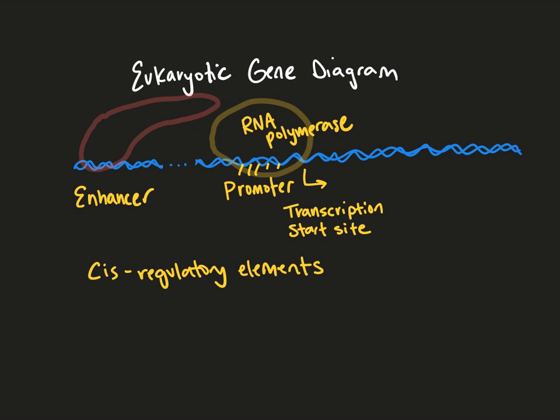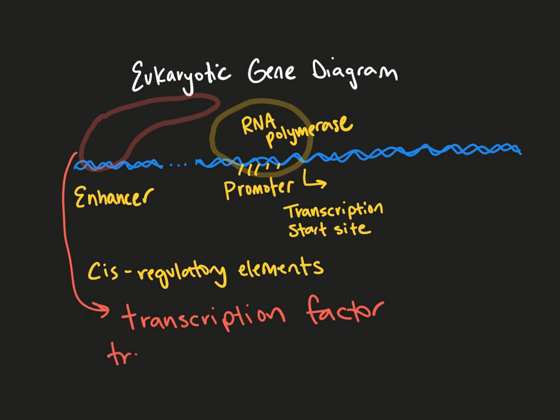What I've shown here in red is a protein binding that enhancer. That protein, in this case, is a transcription factor. Transcription factors are examples of trans regulatory elements. A trans regulatory element also regulates the expression of a gene, but it does so in trans, meaning not from the same molecule of DNA. For example, here we have this red transcription factor that I've drawn, but this is a protein.